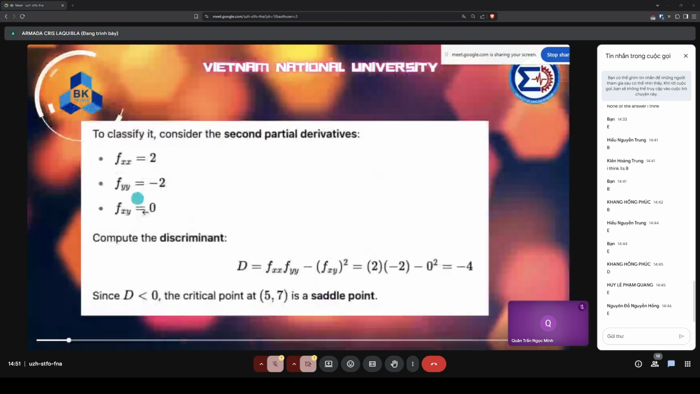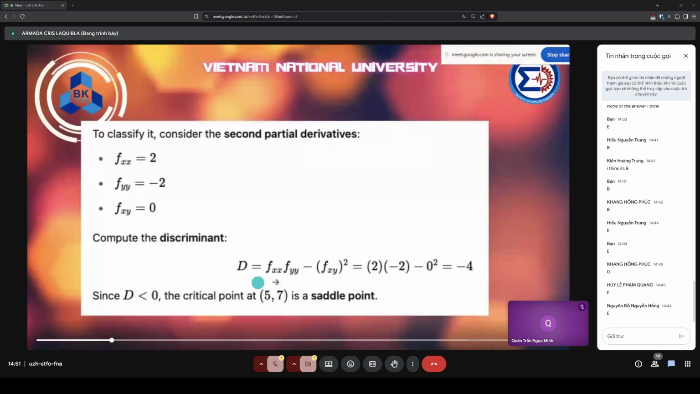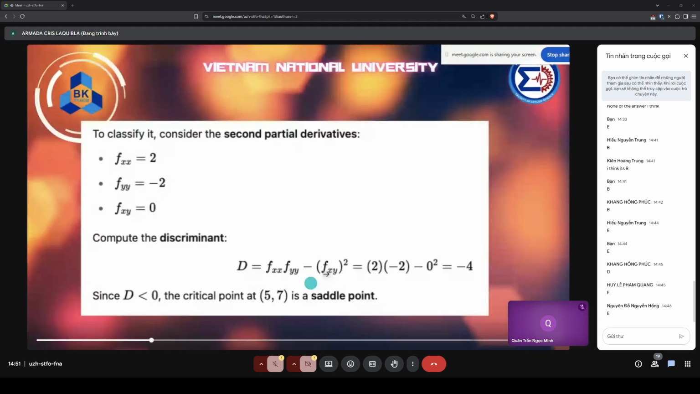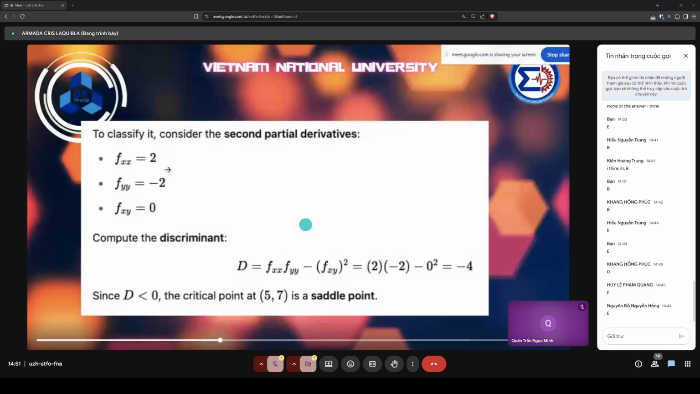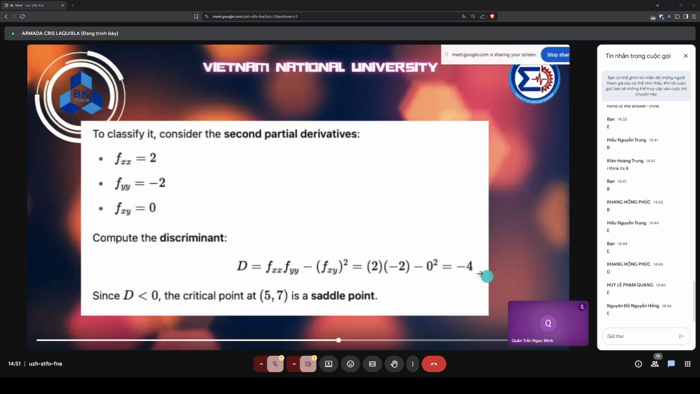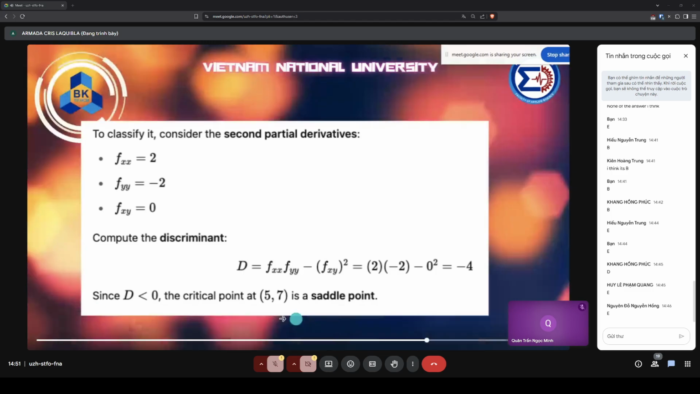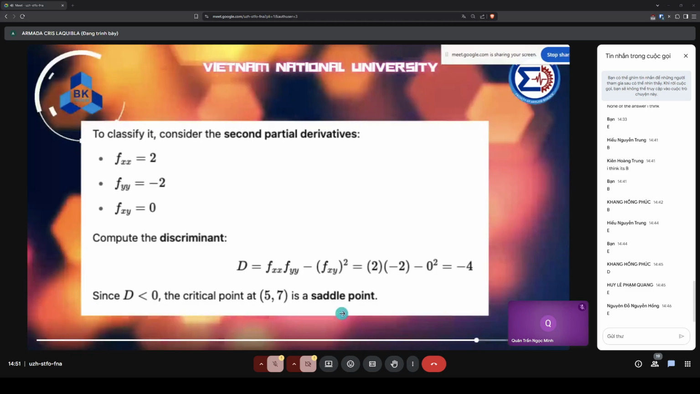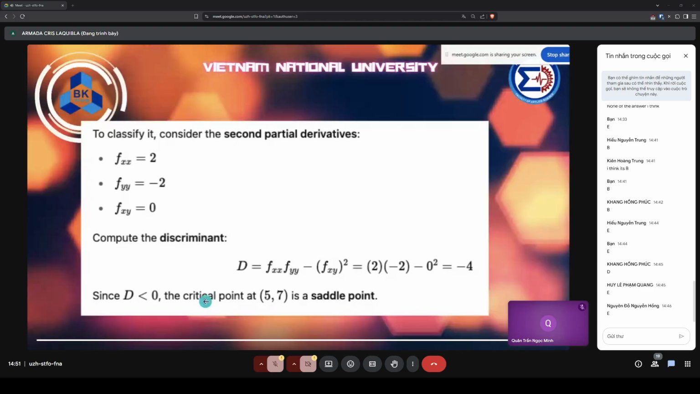Next, you substitute it here. D is equal to fxx fyy minus fxy squared. Your fxx is 2. Your fyy is negative 2. Then your fxy is 0. So this is now negative 4. Your D is negative. So automatically, if your D is negative, the critical point is a saddle point. Since you only have one critical point, you also have one saddle point.